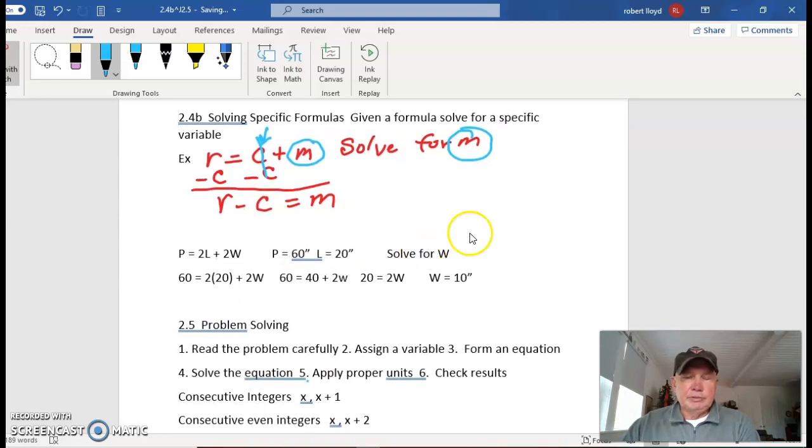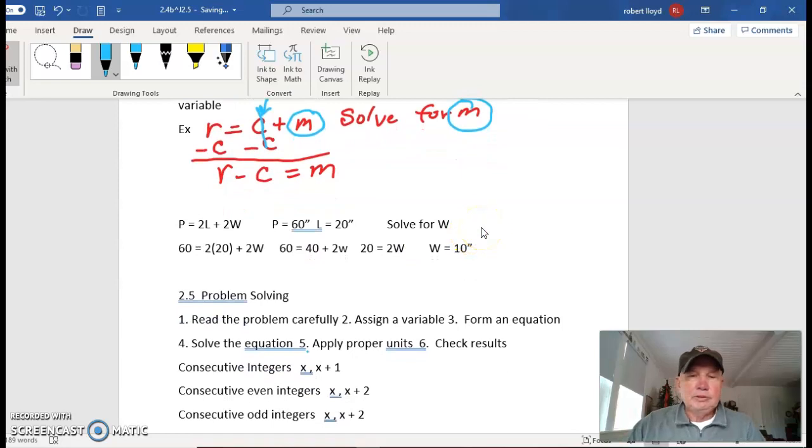The next example is actually a rectangle that has 2 lengths and 2 widths, and the perimeter is the distance around. So if we add the 2 lengths and the 2 widths, we will get the perimeter. But in this case, they give you the perimeter, and they give you the length, but you have to find the width.